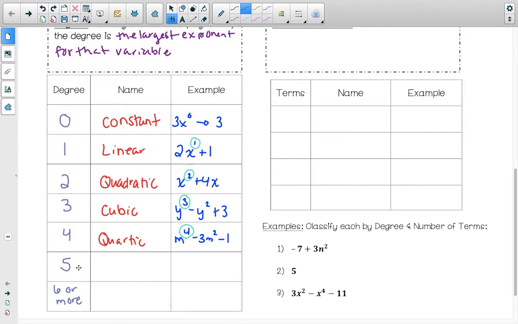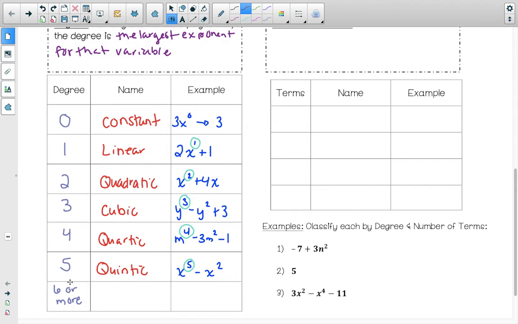A fifth degree, a degree with 5, would be called a quintic. An example of this might be x to the 5th minus x squared. Again, we have just one variable in each of our terms. So our exponent is 5, our exponent is 2. The higher number is 5, so this is a quintic.